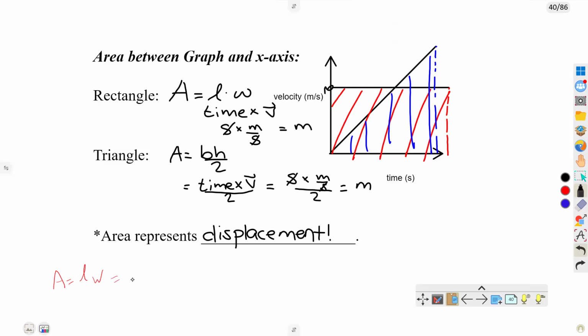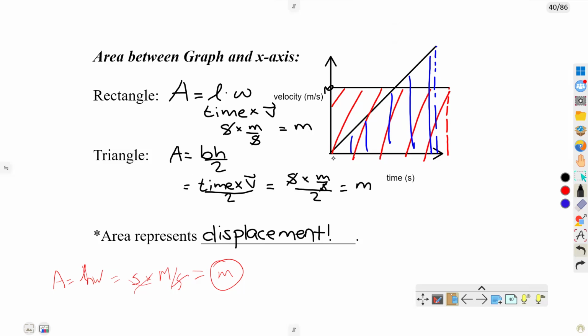The length is going to be your time in seconds, and we're going to multiply it by the height, which is in, sorry, that should be height times width. Doesn't matter. Height times width, and that's going to be seconds times meters per second. Well, that means the seconds are going to cancel each other out. So the units you're going to be left with are meters. So that's how we know that this is the displacement, because the units will work out to be in meters.